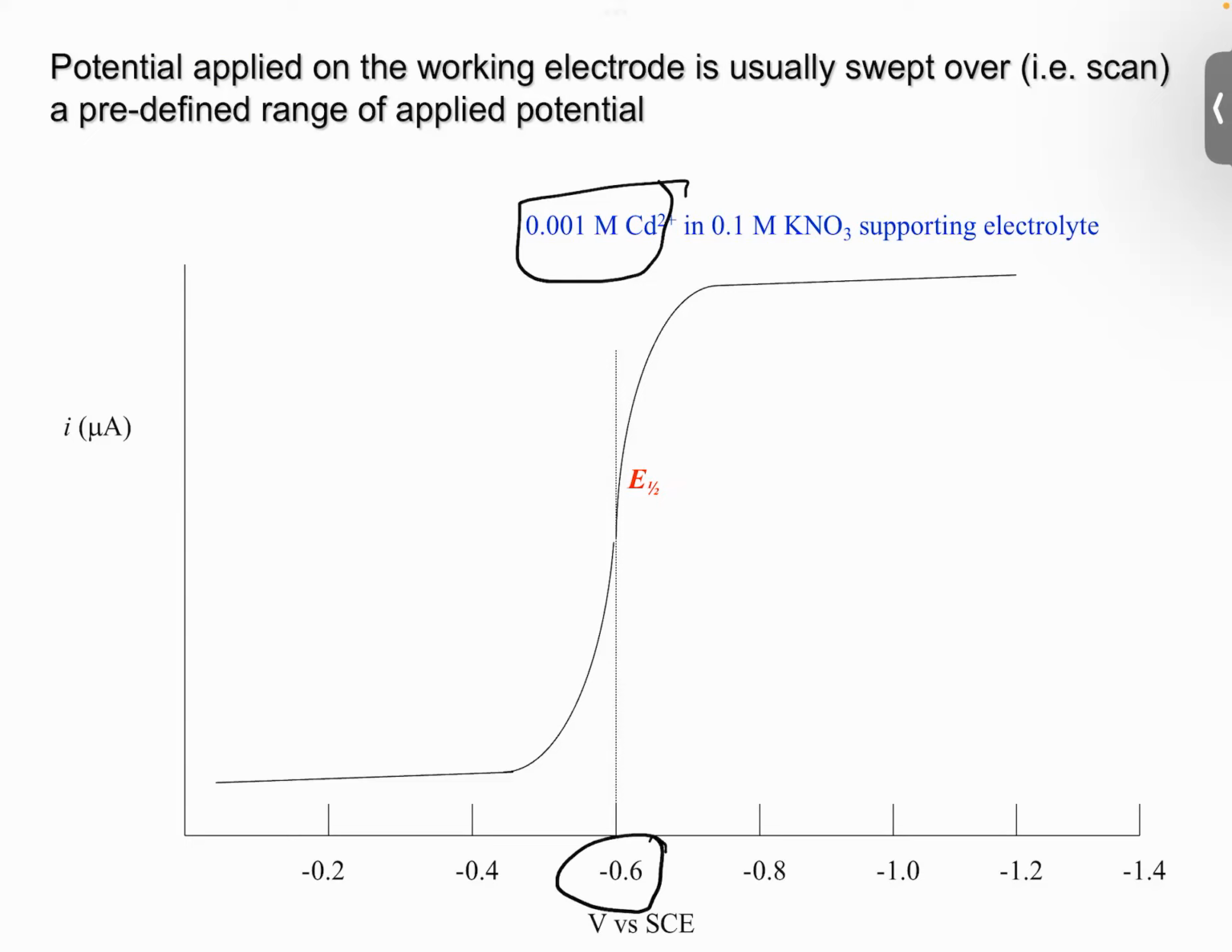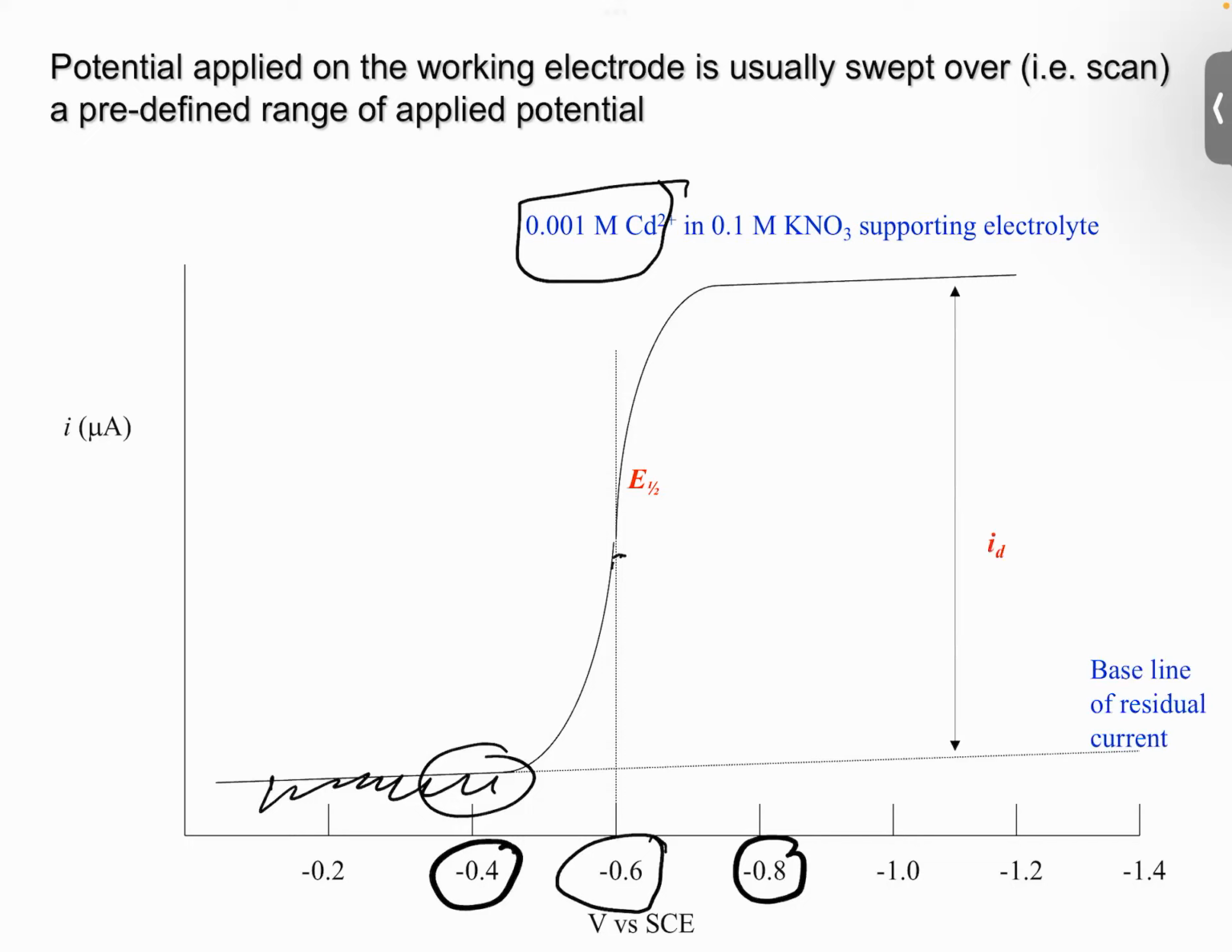Means that if you use potential 0.8, or 0.4, then you can see the reduction of cadmium 2+ does not happen. It's because you can see that the current is very low. This is what we call the residual current. So the actual current starts from here until here.